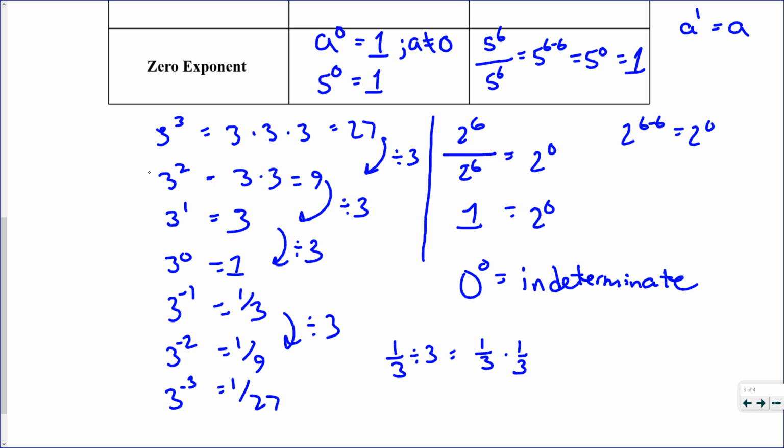Does this pattern hold? Look at this. 3 to the third is 27. 3 to the negative third, 1/27. 3 squared is 9. 3 to the negative 2, 1/9. Does that pattern hold? Let's find out.